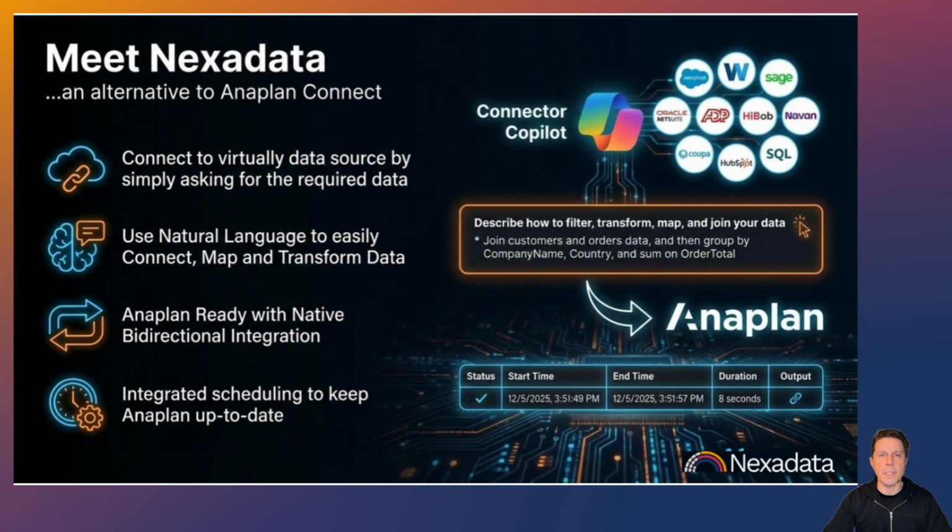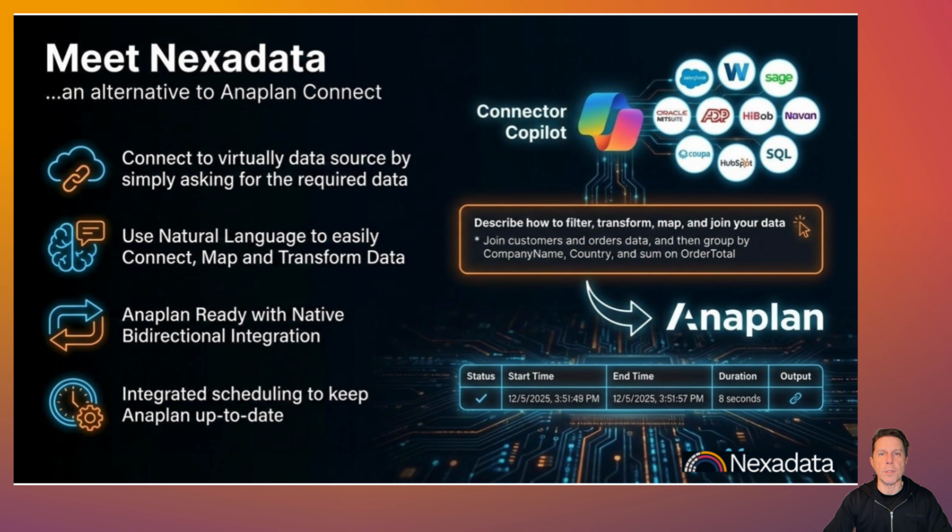What's really different is how you work with data. Rather than configuring complex logic or stitching together manual steps, you simply describe the outcome you want in plain English. Nexadata handles the connection, mapping, and transformation for you. For example, you might say, join customer and orders data, then group by company name and country and sum order total. That's it. Nexadata produces a planning-ready data set that's immediately usable in Anaplan.